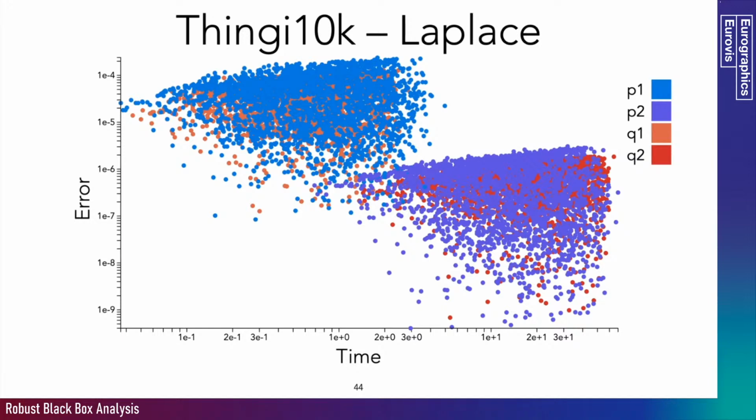And let me show you also the result for the large dataset, the Thingi10K dataset. So this is the Laplace. Here there is no need for ellipses. We clearly see two separated clouds. On top, the linear ones, which are faster, but have higher error. Then on the bottom, there are the quadratic elements, which are slower but have lower error. And again, we see the two clouds are completely overlapped. There is no clear distinction between violet and red, so there is not much advantage of hexahedral meshes.